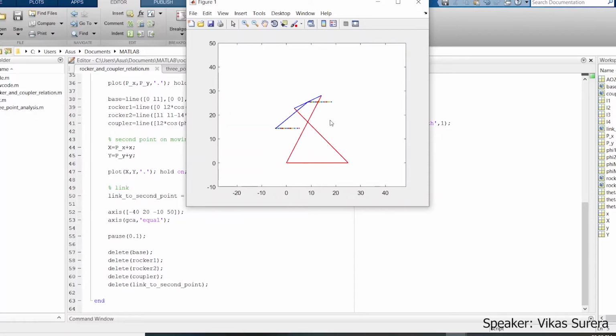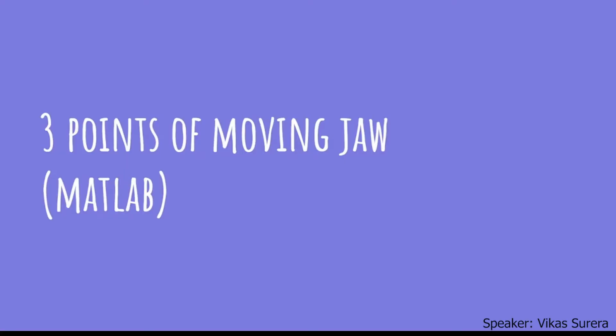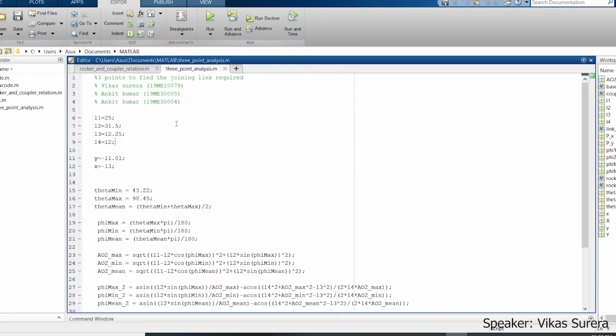Here also we can see that the other point on the jaw is moving in a straight line, so we can define another point on the moving jaw that will support the orientation of the jaw, so that it can move parallel to its motion. We can get 3 points, so that we can get the link length for the support link and the coupler length.